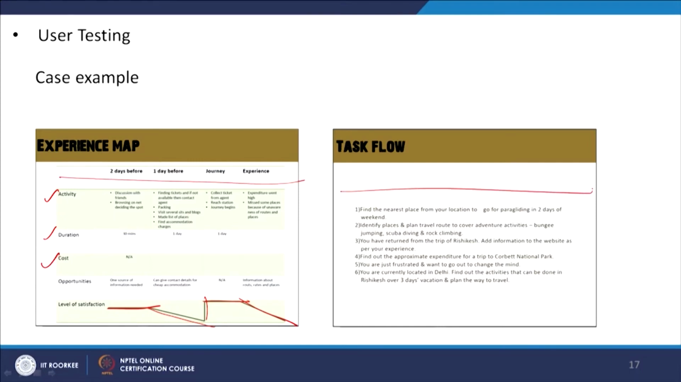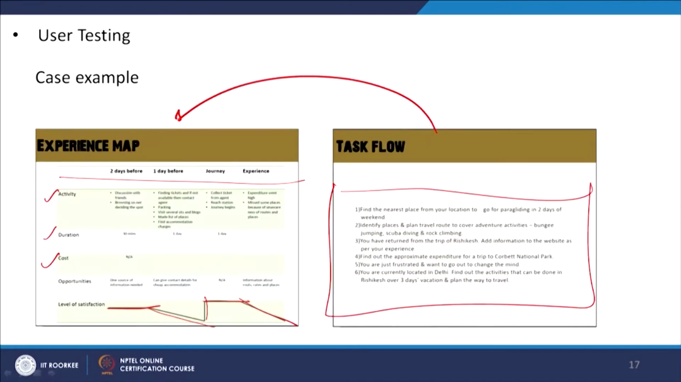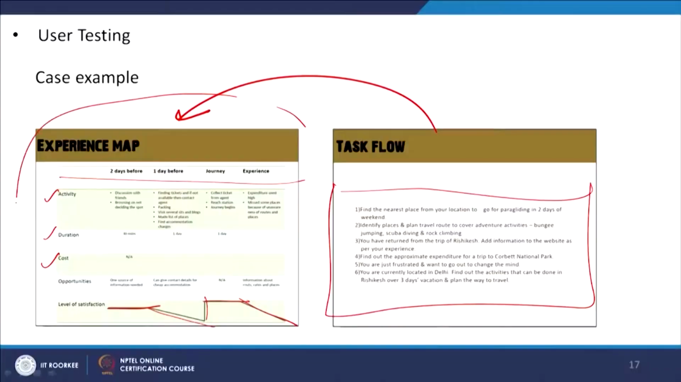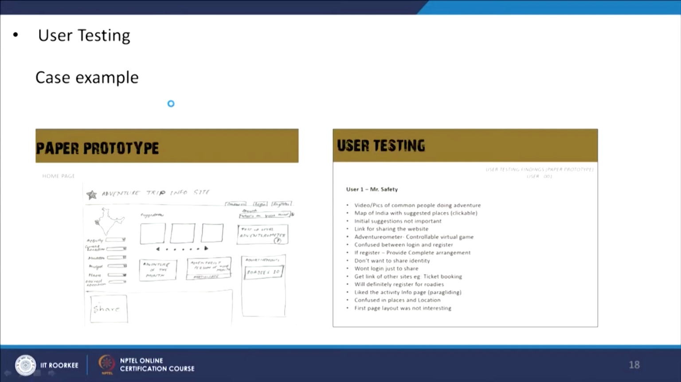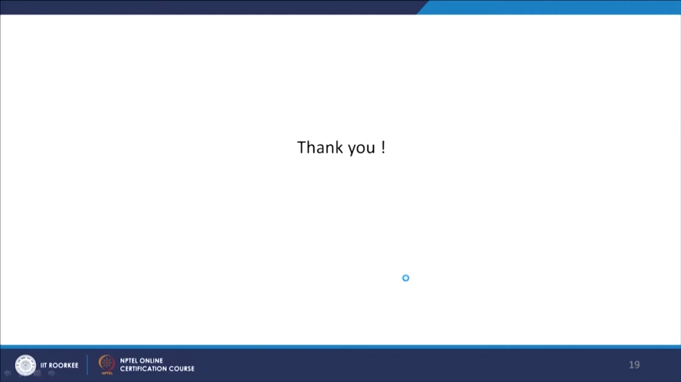Then the task flow they have mapped. So, these are the tasks which will be given. Based on that they have conducted the user testing, and the experience map was generated from that. These are the paper prototypes which they have shown while generating the experience map, while they collected the data, and these are the user testing inferences they have taken from the case example. This is how they have conducted the user testing.